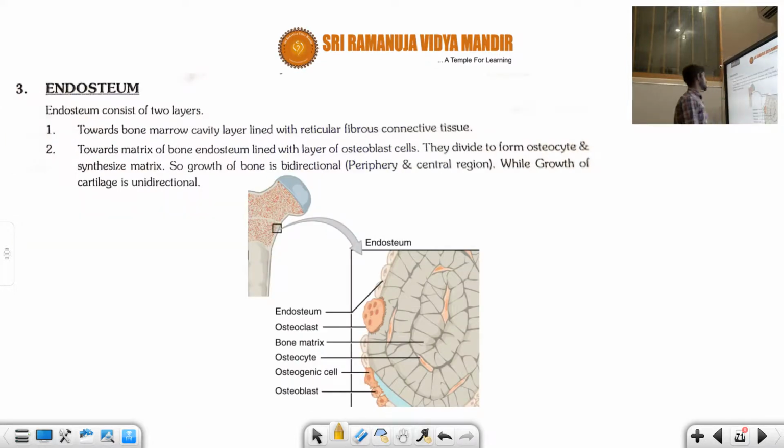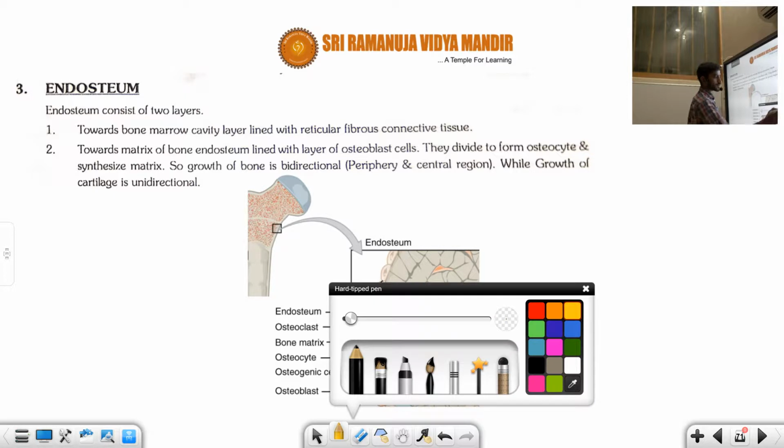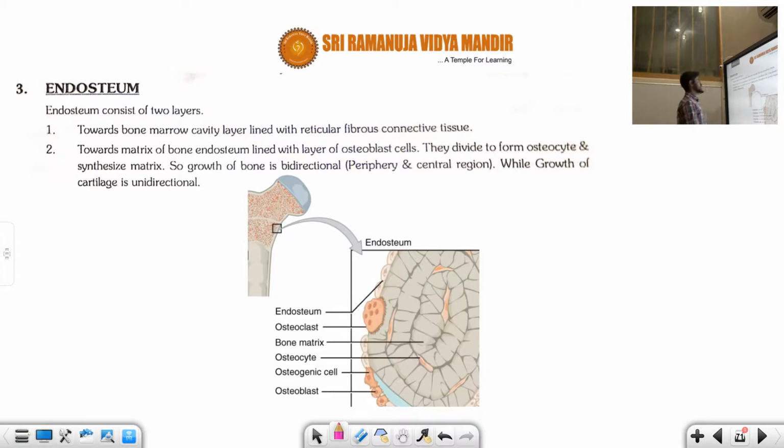So successfully we have completed the matrix and the periosteum, and the third part we discuss is the endosteum. The endosteum has two parts, students. What are they? The first one is towards the bone marrow cavity, a layer lined with reticular fibrous connective tissue. So this is the bone marrow cavity. You can see the endosteum. The red and brown color represents the red bone marrow.